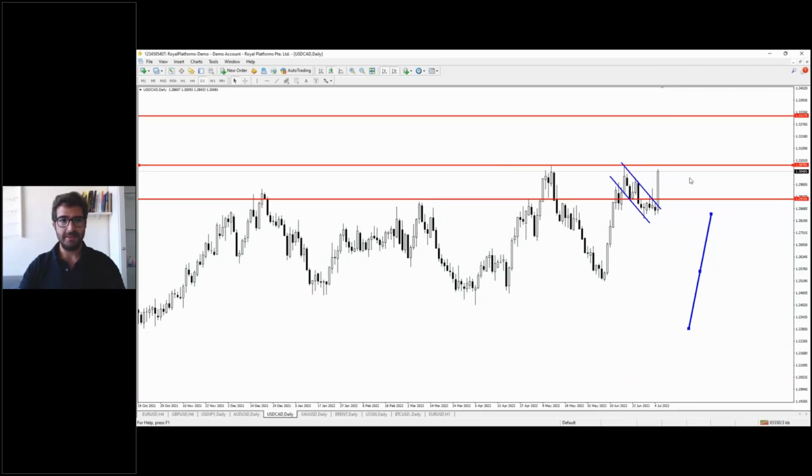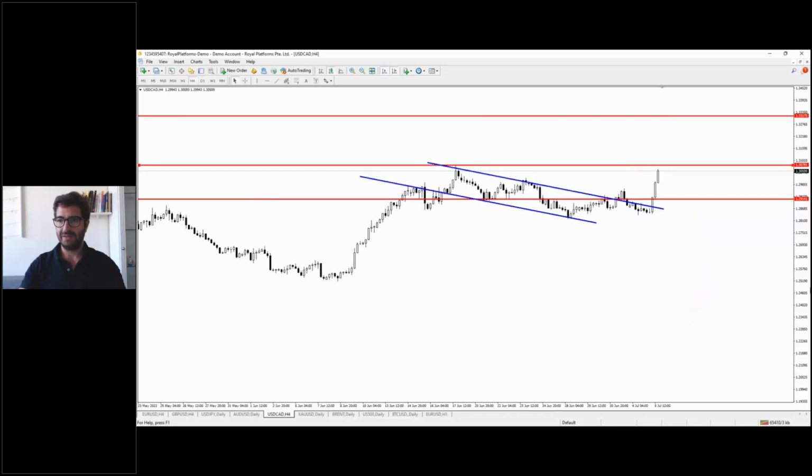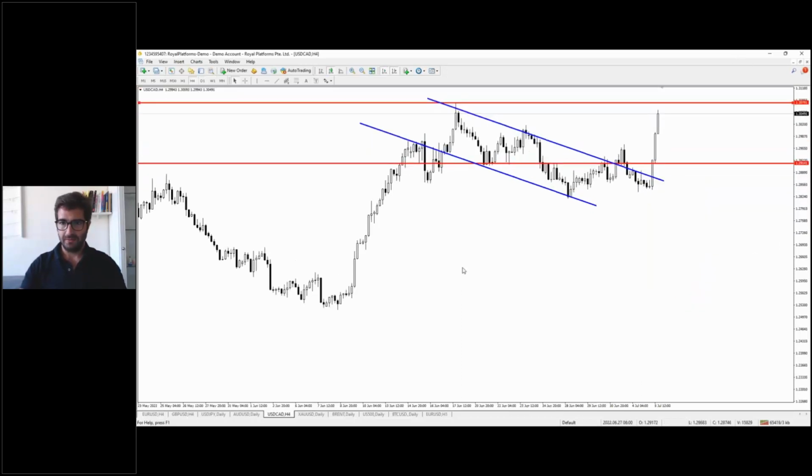USD CAD today made a huge move to the upside. As you can see, this is the daily time frame. This is the daily current bar. You can see how the market moved to the upside. We have a breakout of this channel or bullish flag, we can call it. This is on the lower time frame. So the market managed to break this bullish flag to the upside, and then now it is testing this 30.79.